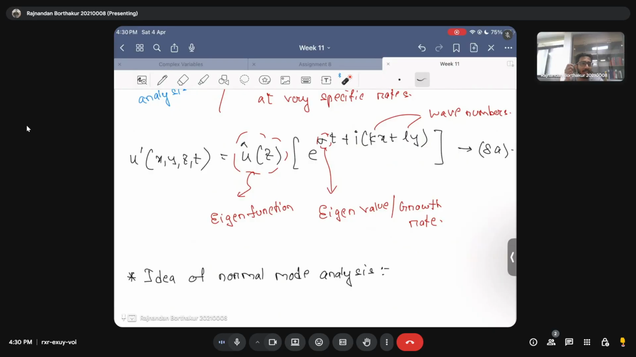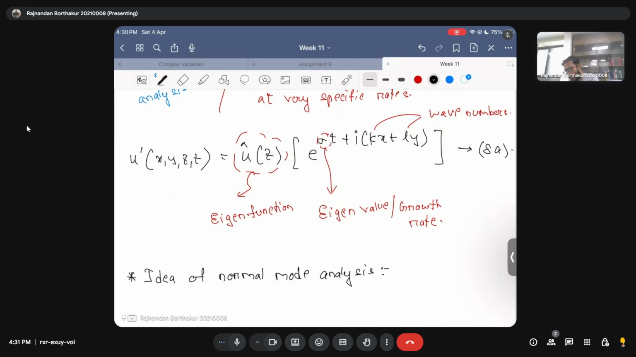So earlier we just had ikx because it was just a 1D problem where we just had unboundedness along x. But now we have unboundedness along x and unboundedness along y. And that's the reason why we have this term ikx plus ly. Okay, and this term is simple. It's e power sigma t, and this is typically the eigenfunction. That's the basis of how these normal modes can be written.